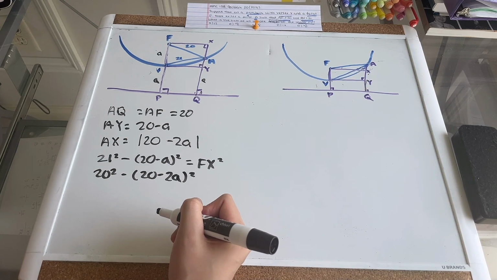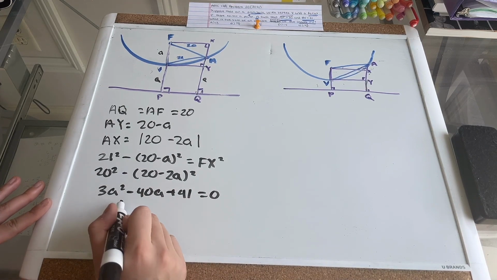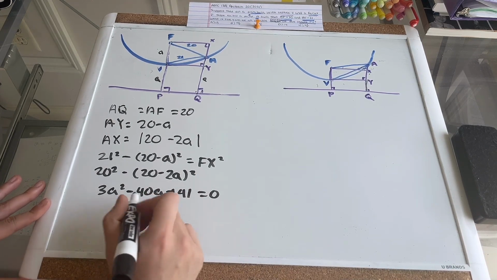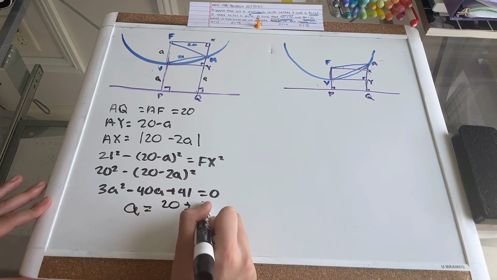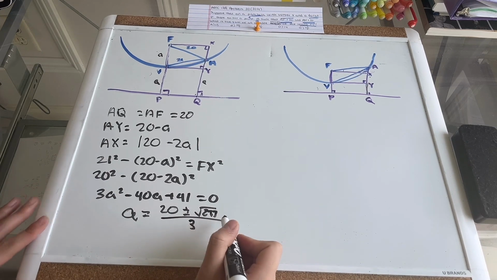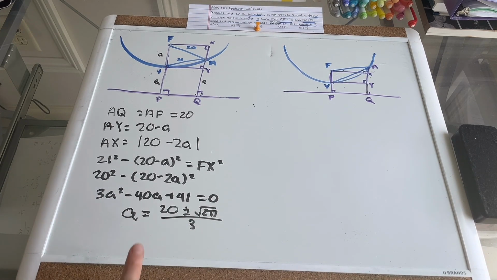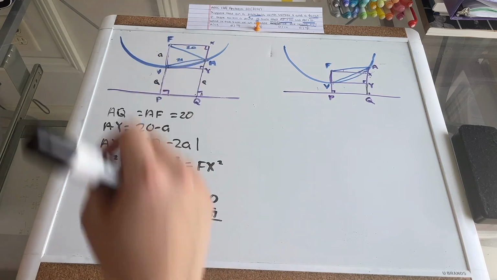So when we simplify, we can use the equations and then solve for the values of a. In this case, it is going to be 20 plus or minus the square root of 277, over 3. So basically, both of these values of a are going to work, because the smaller solution goes with this one right here, and the larger solution goes with the top one.